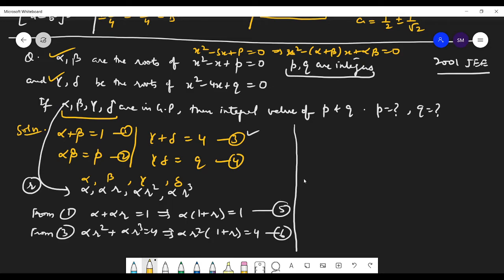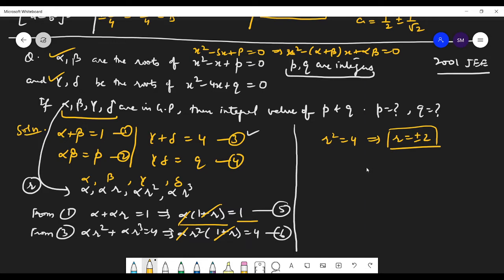Okay, students. So solve these equations. You can just simply divide these equations. 1 plus r cancels out, alpha cancels out. So what do you get? R square is equals to 4. And this gives you r is equals to plus minus 2. So you got the value of r.